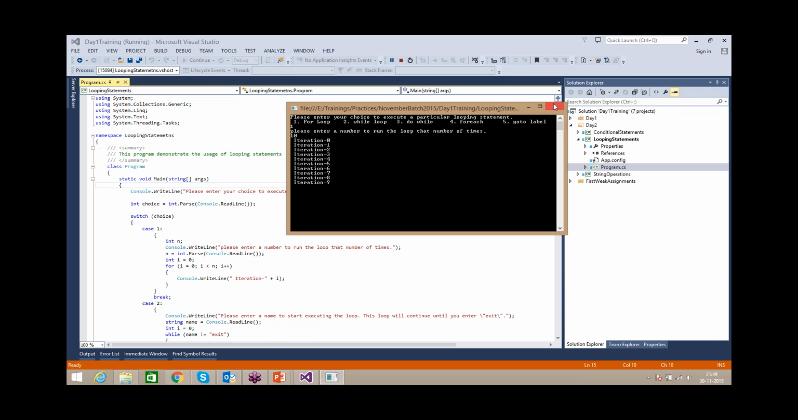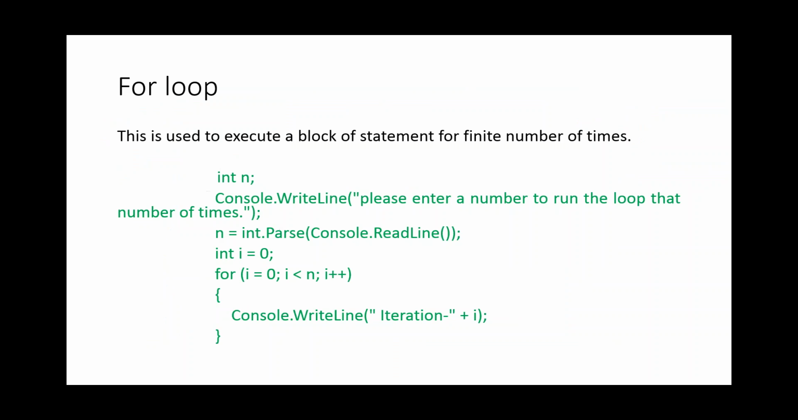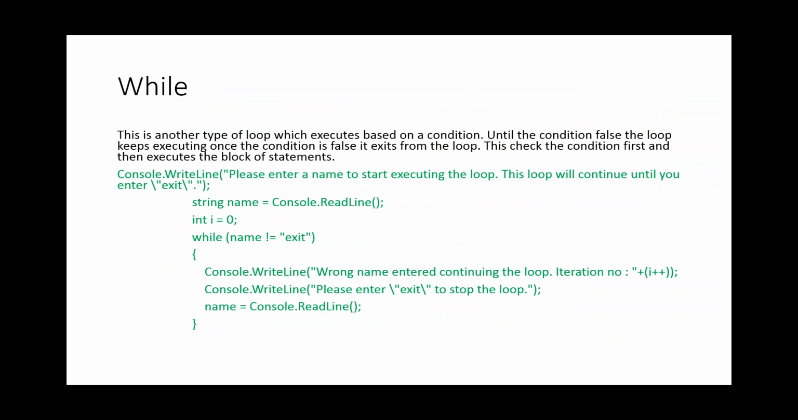Okay, this is the for loop, and now I am moving on to the while loop. This is another type of loop which executes based on a condition. Until the condition is false, the loop keeps executing. Once the condition is false, it exits from the loop. This checks the condition first and then executes the block of statements. So this is the main thing.